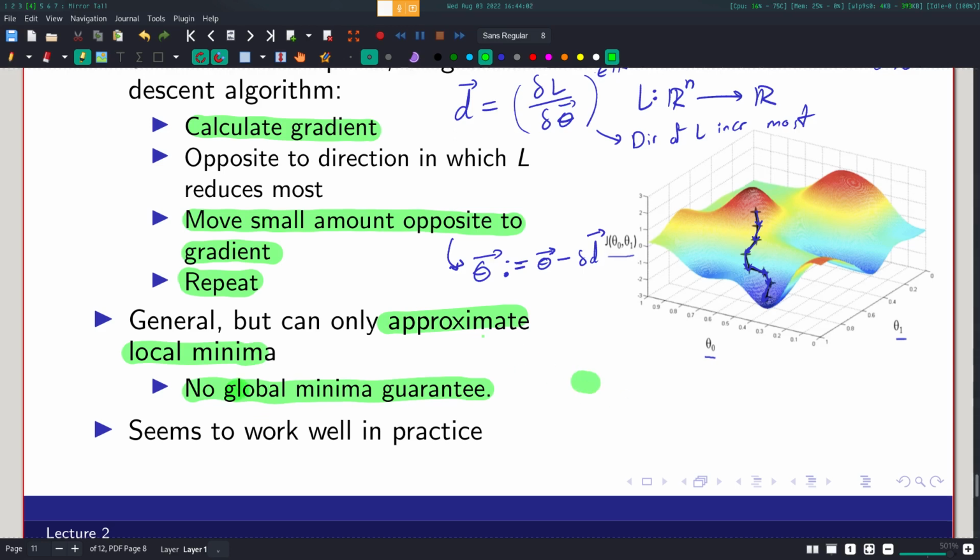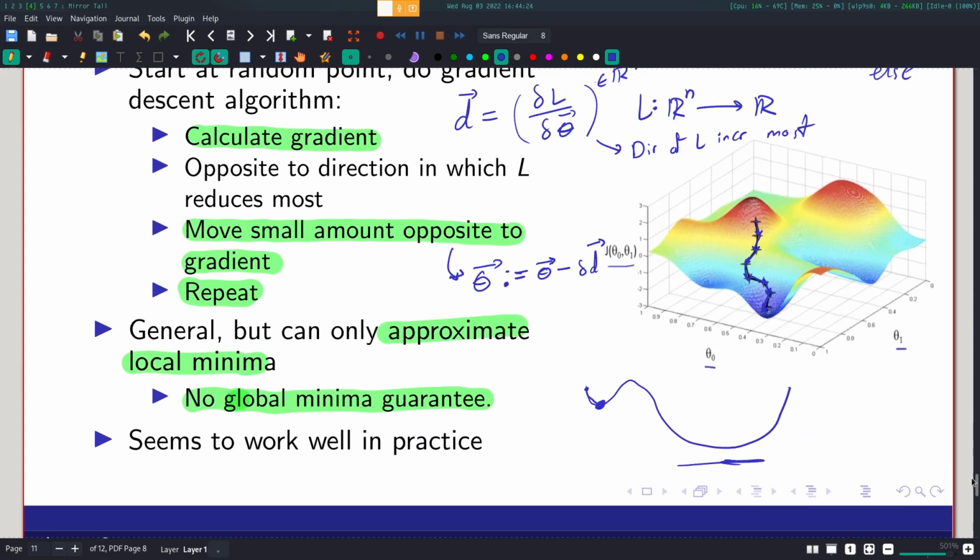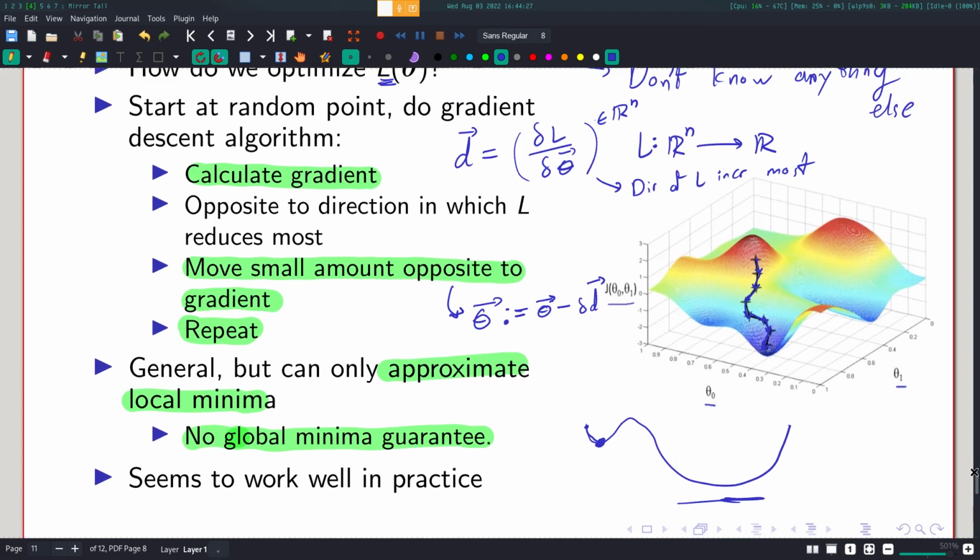Because it might definitely happen that your function looks something like this, and you start from here, and you end up going here, and you settle over here, right? Whereas there is a huge global minimum just across a cliff like this. So this is one of the mysteries in some sense. A lot of people have approached this in a lot of different ways, but I don't think we have any good enough answer or any rigorous answer. But this does work very well in practice.